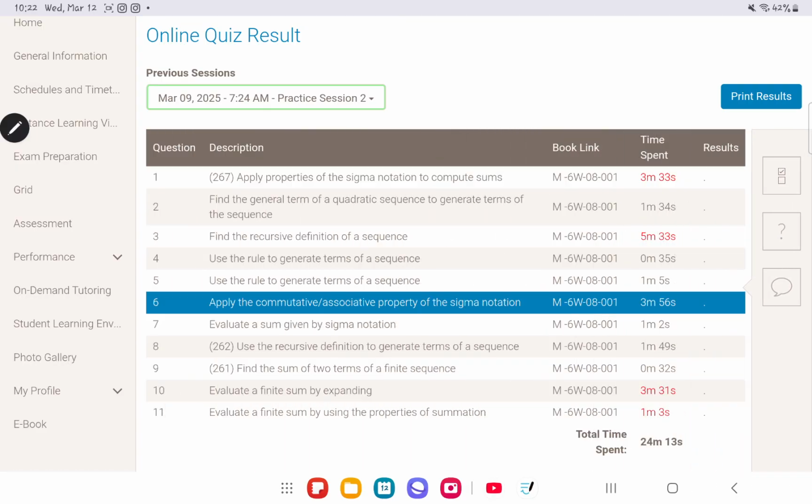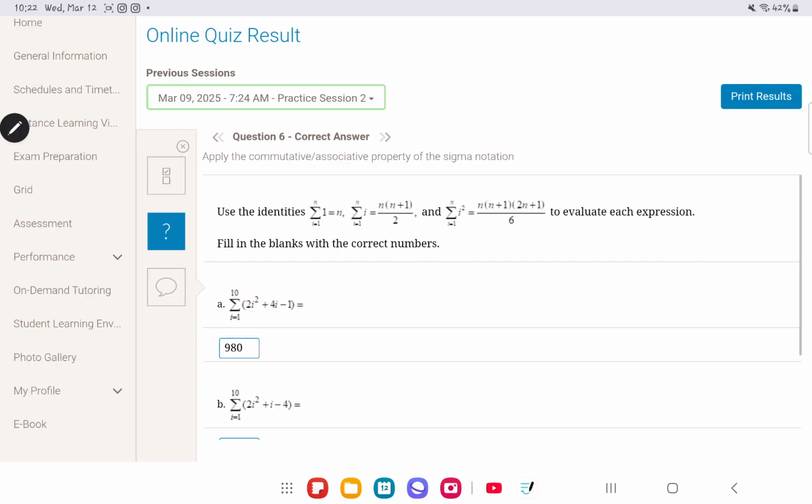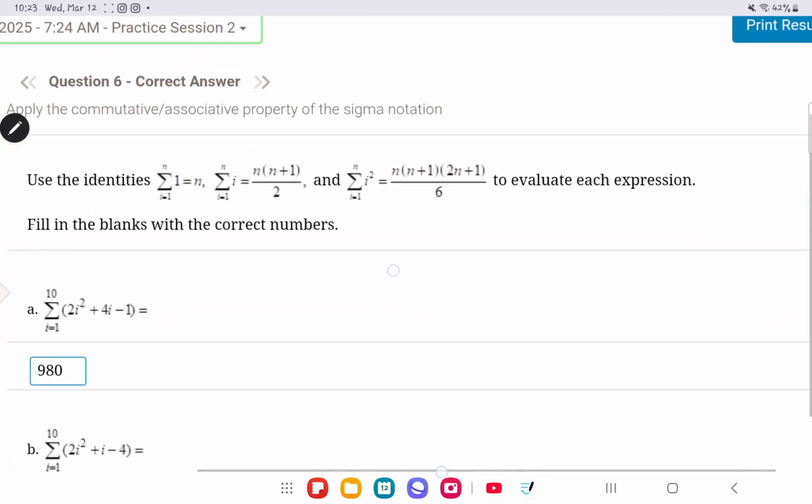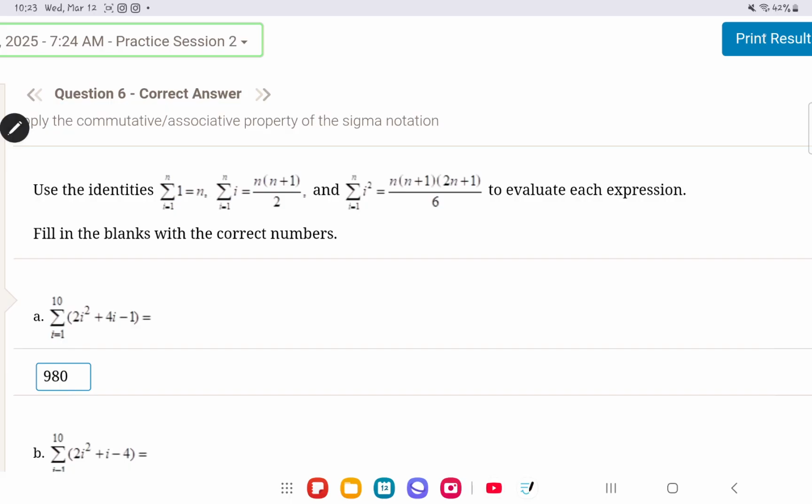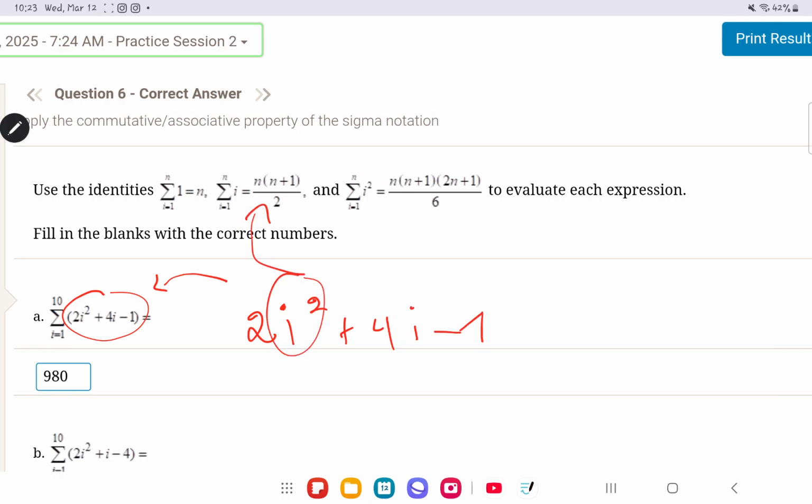Now we move on to question number 6. Use these identities to evaluate each expression. Keep this in mind. They said that 2i squared plus 4i minus 1. So we're gonna do the same process again. We will take inside of the brackets, so it's 2i squared plus 4i minus 1, and you're going to replace the i by each of the following. So i squared, you will replace it by this over here. I will replace it by this, and then we don't forget to put an n after the 1.